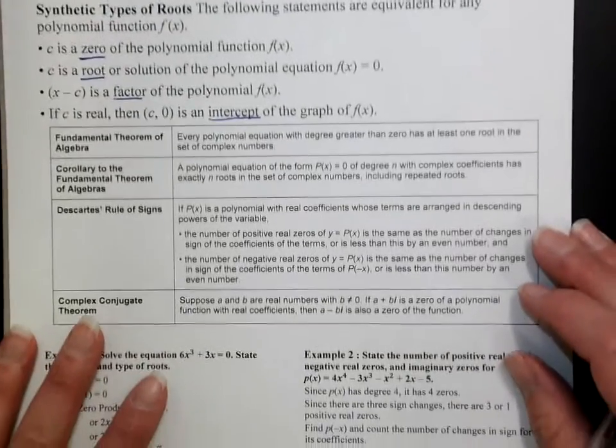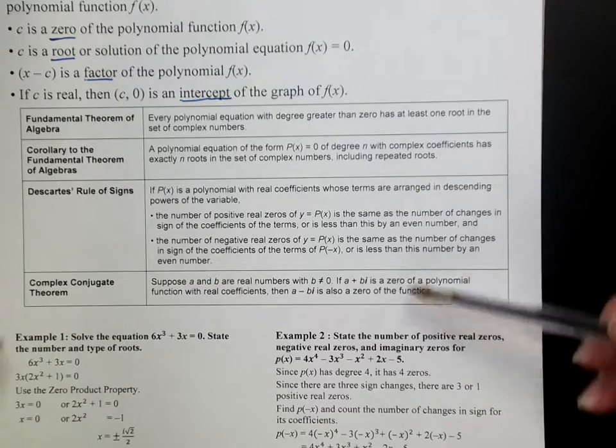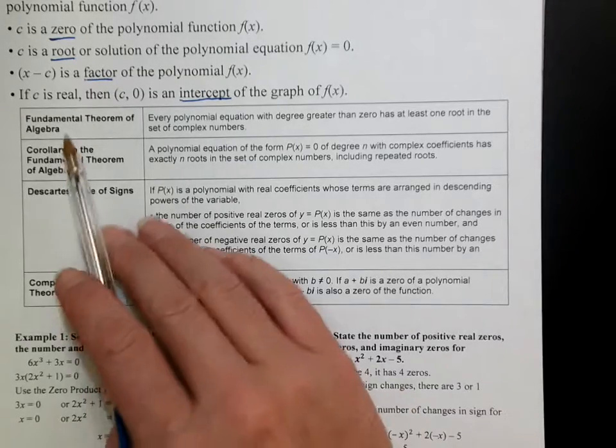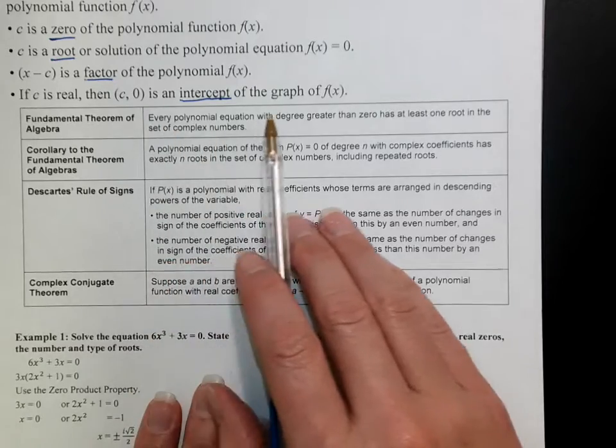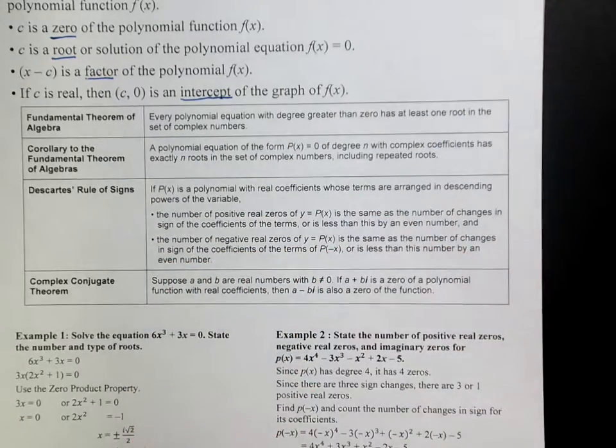Okay, the next thing is what's called the fundamental theorem of algebra. And again, these are all very mathematical definitions, so good for you to read them, good for you to know them, but maybe not super helpful. The first one is that every polynomial equation with a degree greater than 0 has at least one root in the set of complex numbers. So at least one.